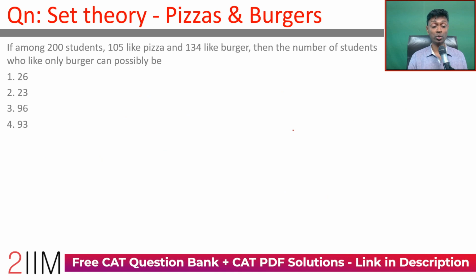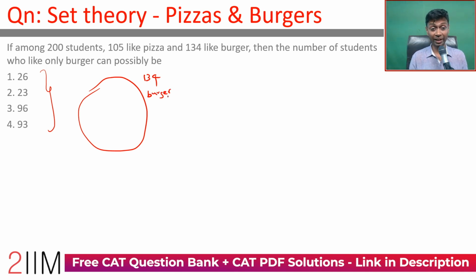If among 200 students 105 like pizza and 135 like burger, then the number of students who like only burger can possibly be... So we need to find the minimum number of people who can like only burger. 135 people like burger. I want to find the minimum and maximum of those who can like only burger.